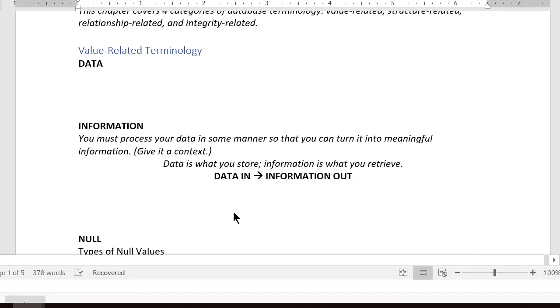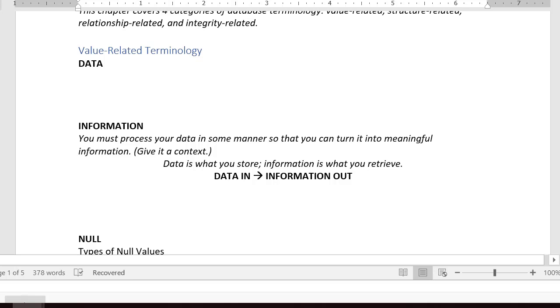Then we have information. If you'll recall, that's data that is processed and put into context, which then makes it meaningful. So data is what you store, information is what you retrieve. Data in, information out.